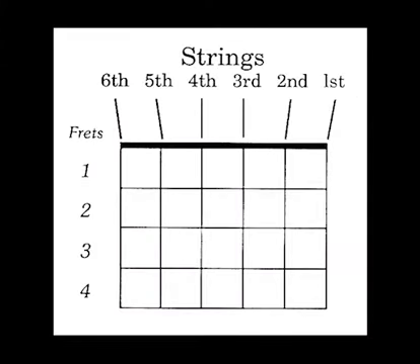Our next topic will be the strings' numbers and letters. The letters of the strings go from 6 to 1 in the order of E, A, D, G, B, E. That's E, A, D, G, B, E. Now, it may be hard to remember this at first, but just remember, you'll be playing guitar for a very long time, so you'll have plenty of chances to remember this.